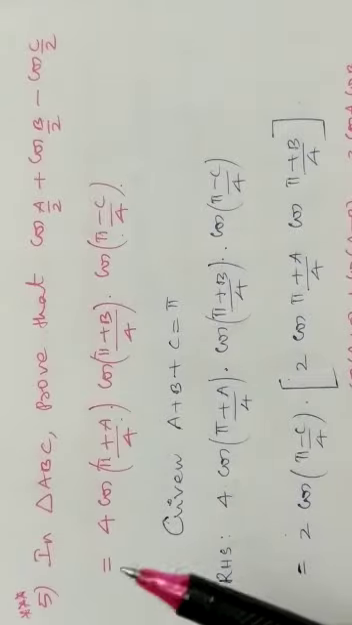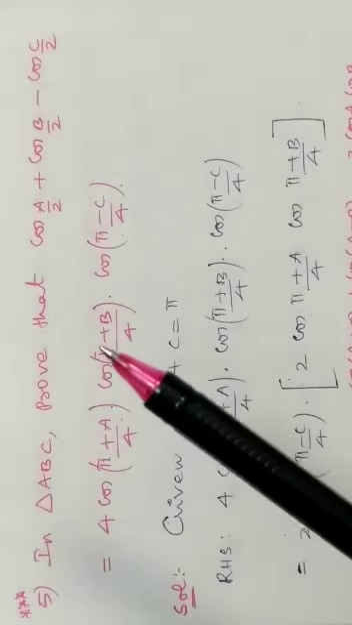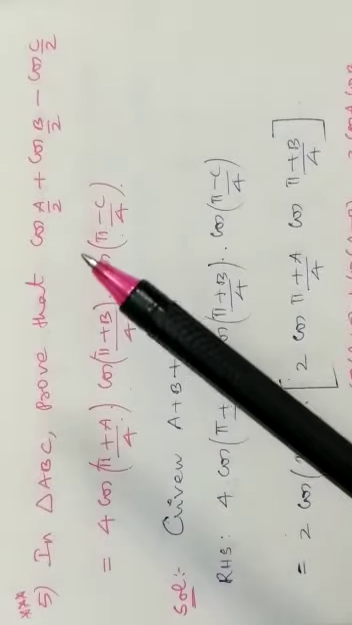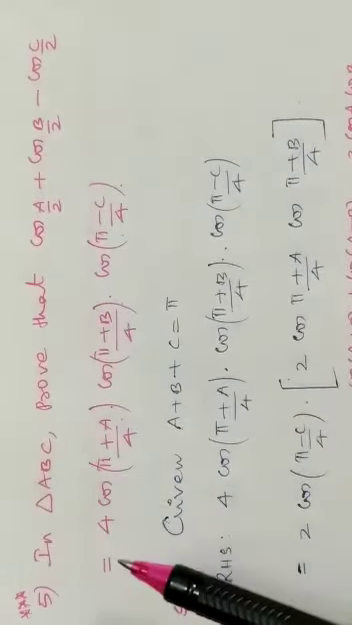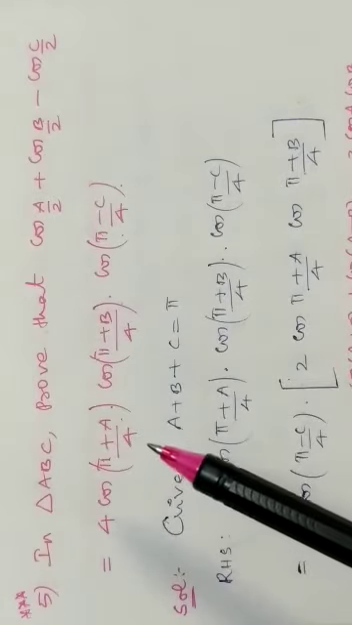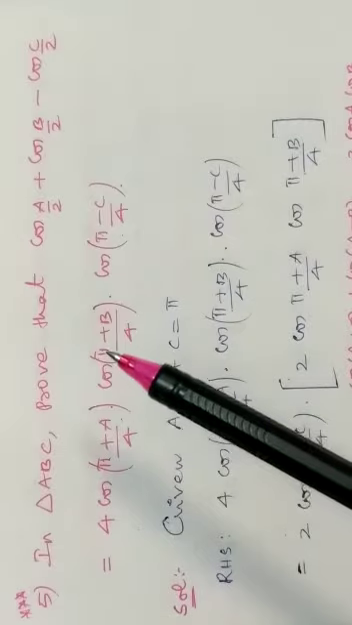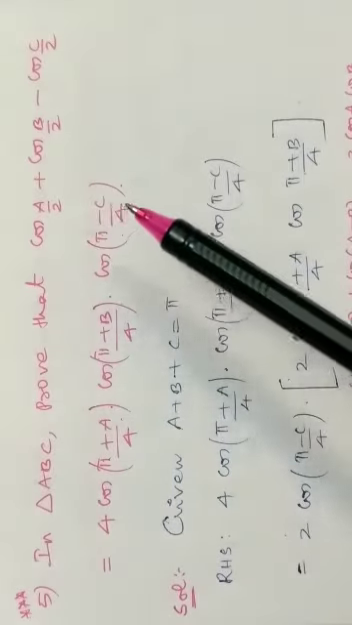In triangle ABC, prove that cos A/2 + cos B/2 - cos C/2 is equal to 4 cos((pi + A)/4) cos((pi + B)/4) cos((pi - C)/4).